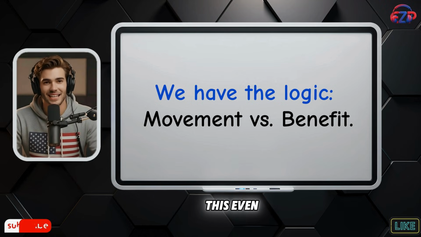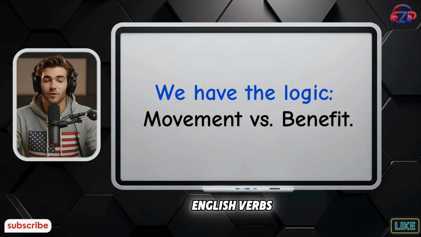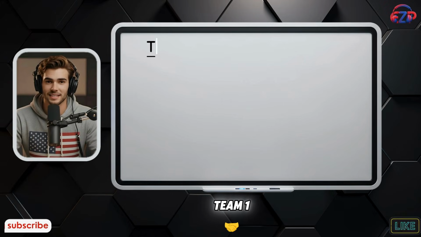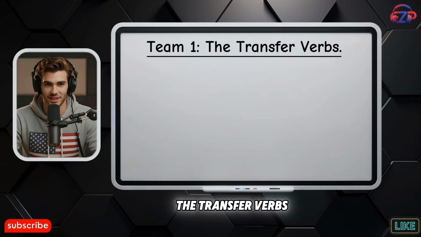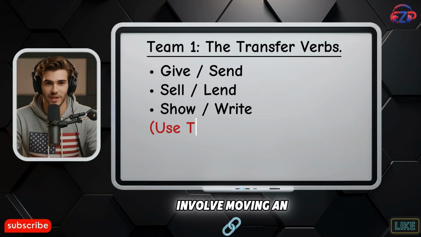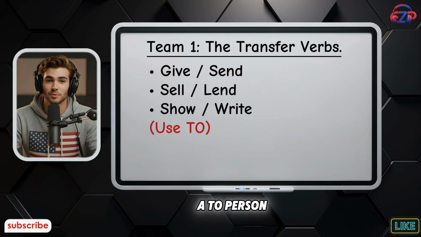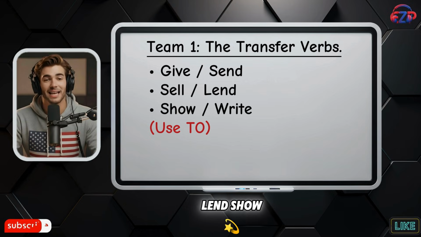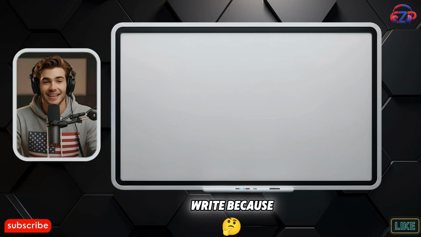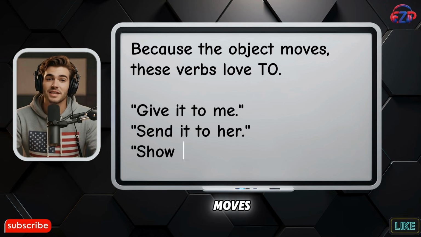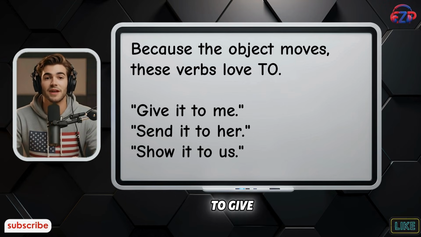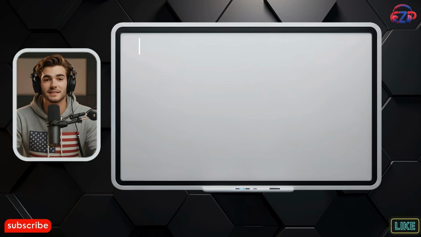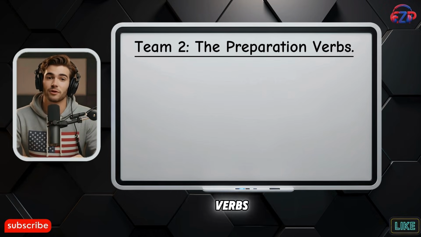To make this even easier, we can group English verbs into two teams. Team 1, the transfer verbs. These verbs involve moving an object from person A to person B. Give, send, sell, lend, show, write. Because the object moves, these verbs love to. Give it to me. Send it to her. Show it to us.